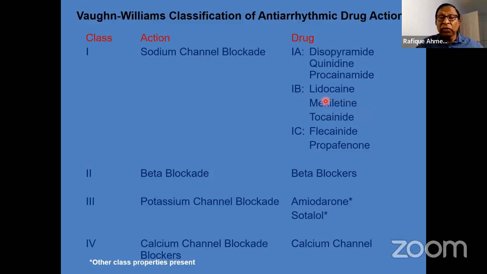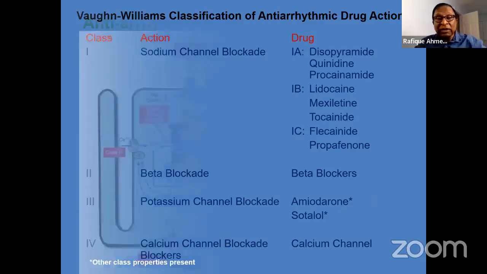Mexiletine actually is a very good drug to use because it doesn't have any effect on myocardial contractility. So if somebody has cardiomyopathy, it doesn't prolong QT, it can be used. And then of course we have class 1C drugs, flecainide and propafenone. These are not for ventricular arrhythmia, these are for atrial arrhythmias in patients with a structurally normal heart. And then beta blockers, and the potassium blockers amiodarone and sotalol, and the calcium channel blockers.